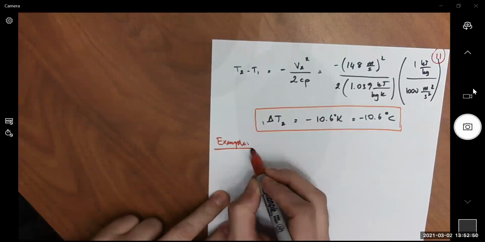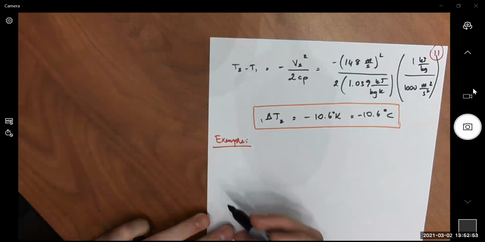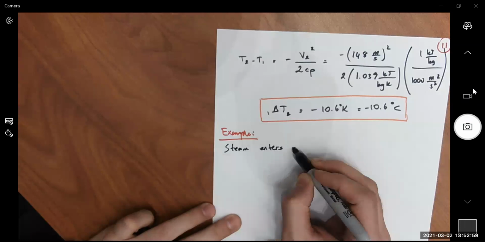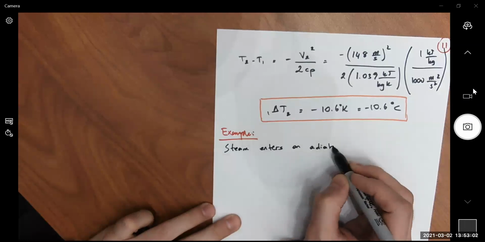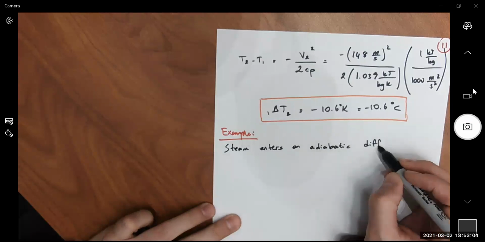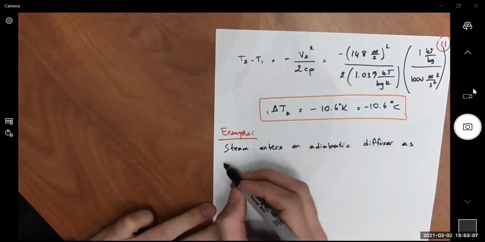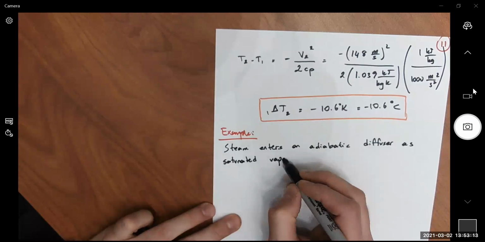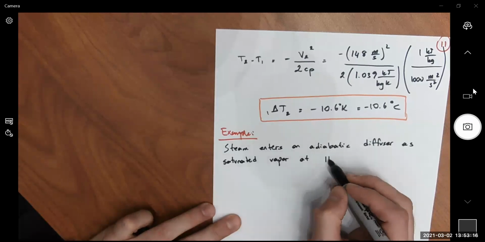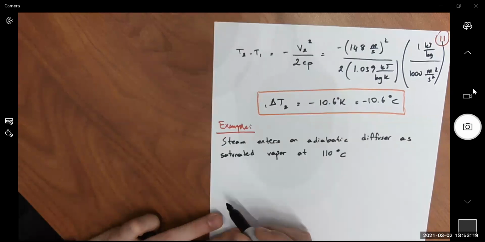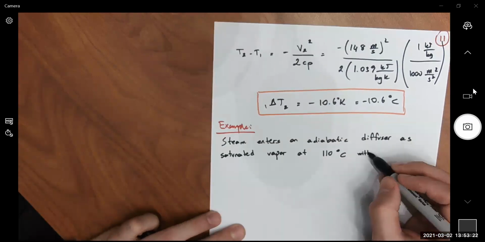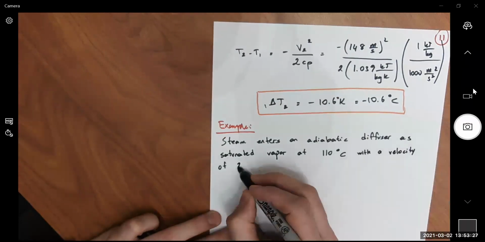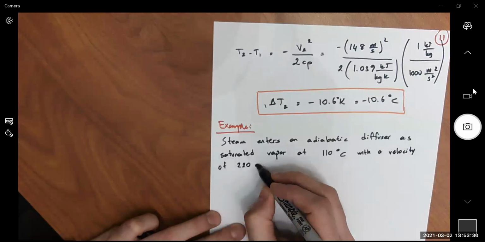Example. Steam enters an adiabatic diffuser as saturated vapor at 110 Celsius with a velocity of 220 meters per second.